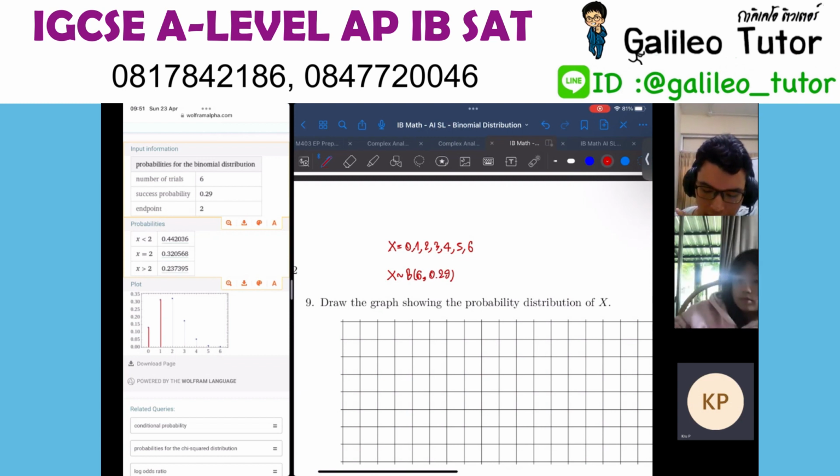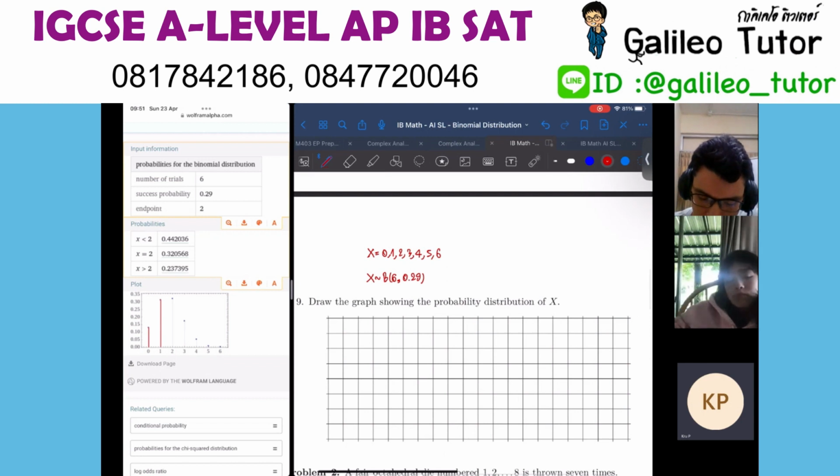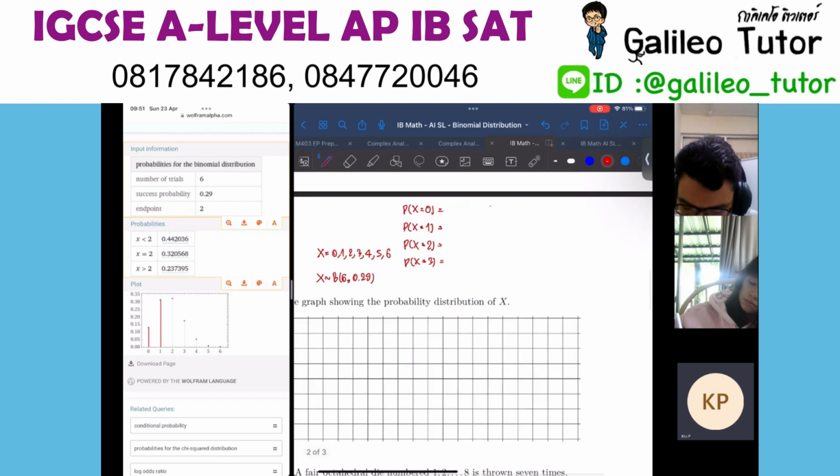Yes. Okay. Then what you need to do is to calculate the probability of x equal to 0. The probability of x equal to 1. The probability of x equal to 2. And the probability of x equal to 3. All the way to the last one. The probability of x equal to 4, the probability of x equal to 5, and the last one, the probability of x equal to 6.